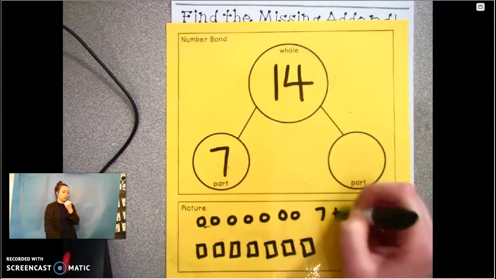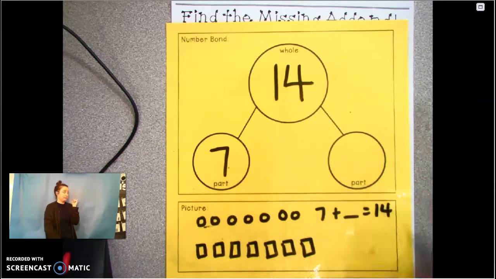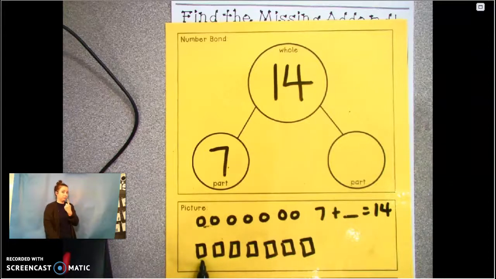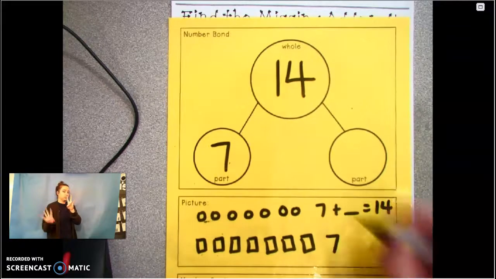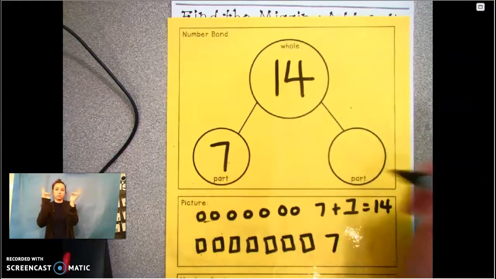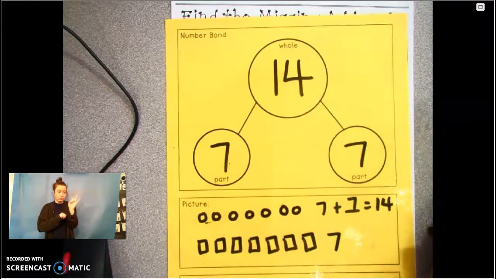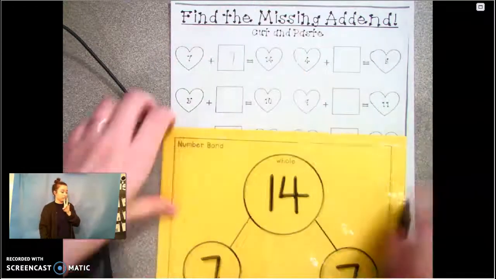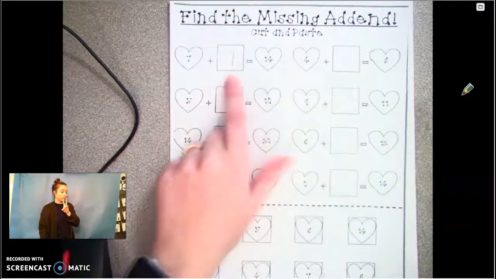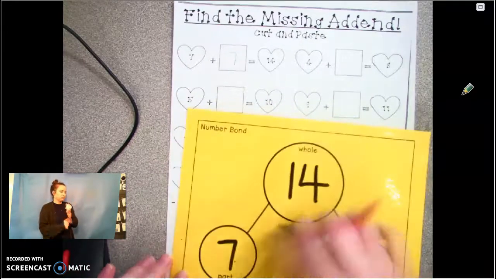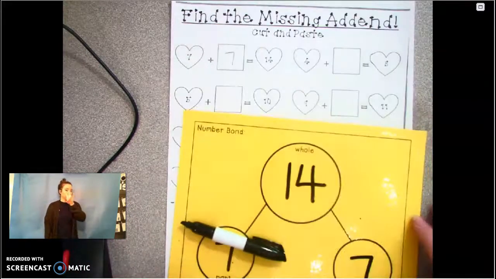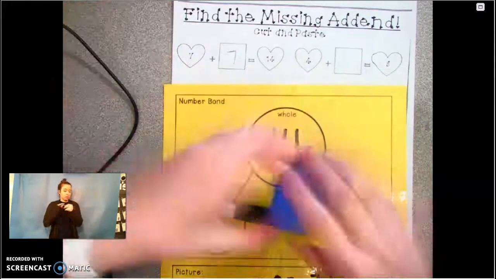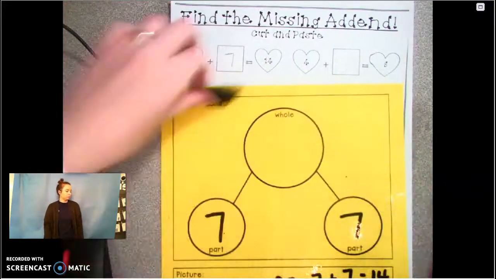So I had 7 plus something equals 14. So let's count how many I have of squares. 1, 2, 3, 4, 5, 6, 7. So 7 squares. So 7 plus 7 equals 14. So I'm going to write 7 on my paper, so when I cut out the numbers, I know the answer that goes there. So 7 goes there. All right, let's look at the next one. I'm going to erase and reset my board.